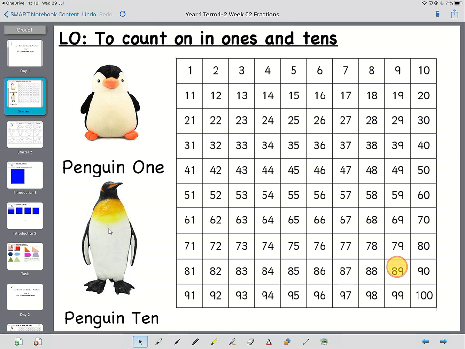penguin 10, 89, penguin 1, 90, penguin 1, 91, penguin 1, 92, penguin 1, 93, penguin 1, 94, penguin 1, 95, penguin 1, 96, penguin 1, 97, penguin 1, 98, penguin 1, 99, and penguin 1 brings us to 100.